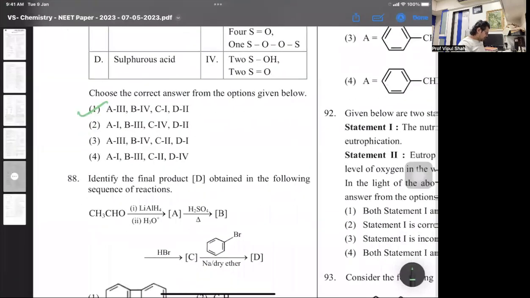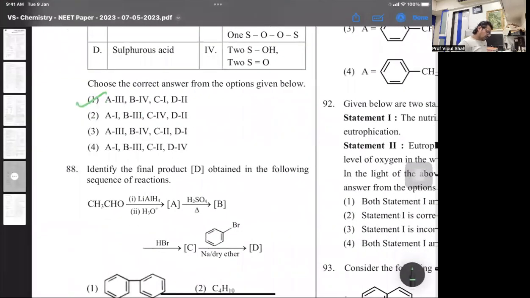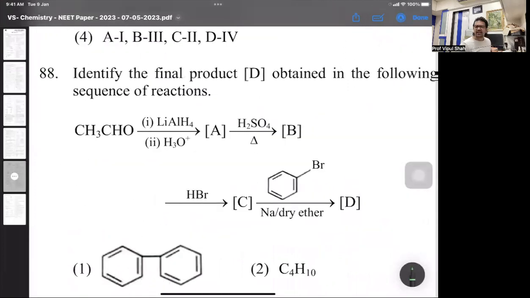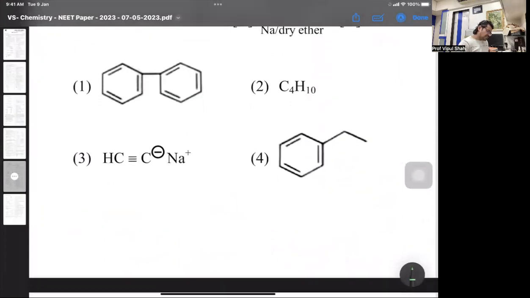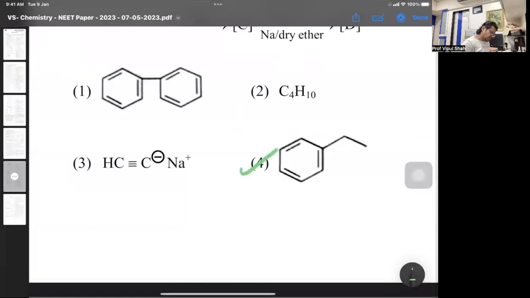Then 88, what does it say? Acetaldehyde first, on reduction, will give ethanol. Ethanol with H2SO4, intramolecular dehydration, B will be ethene. Ethene with HBr, C will be ethyl bromide. And ethyl bromide with bromobenzene, that's the Wurtz-Fittig reaction. It will give me ethylbenzene. So that's going to be nothing but the last one.